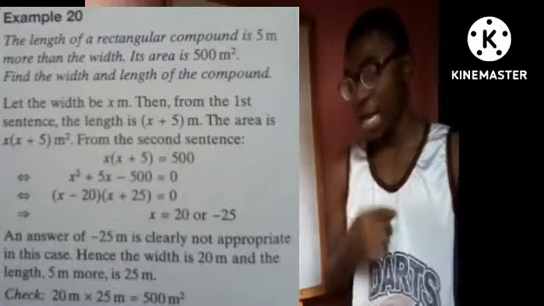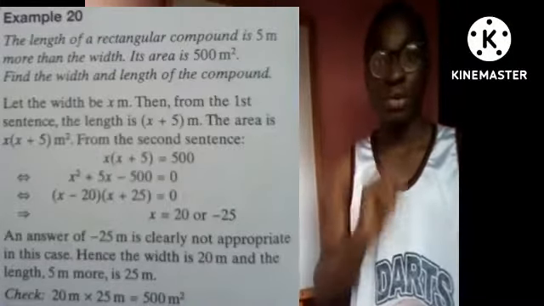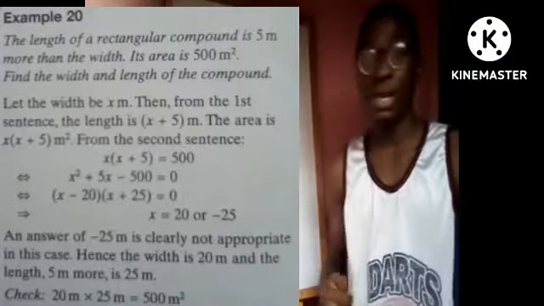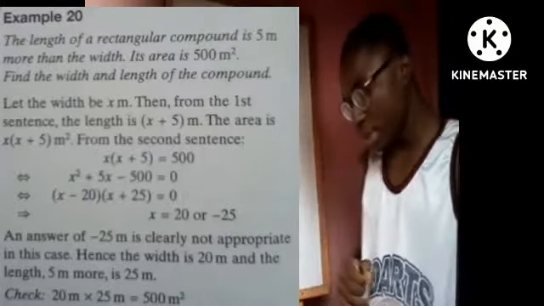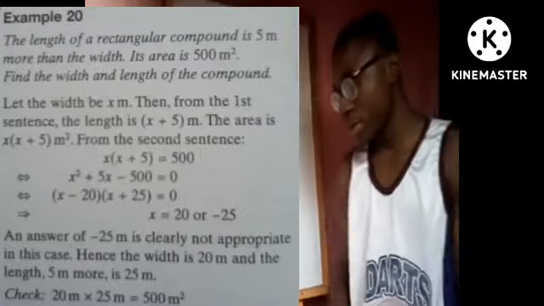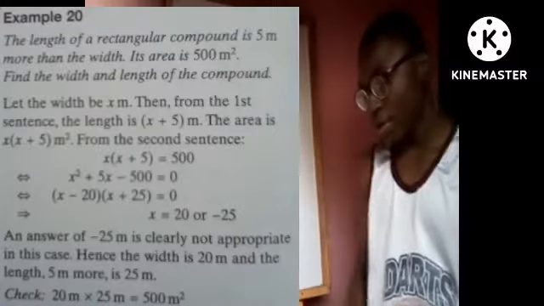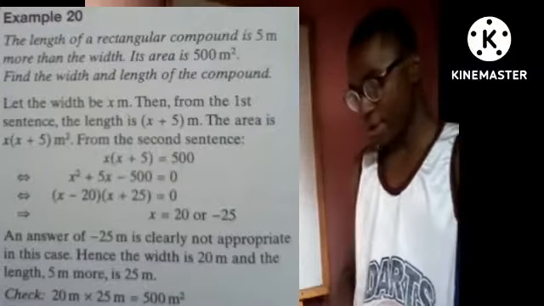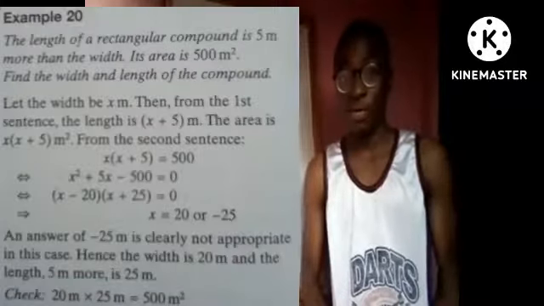If you are looking for the length, you know the length is 5 meters more than the width. So you add 5 meters to the width you got. Since the width is 20, we add 5 to that 20, so the length is 25. At the end of the day, you can check whether it's correct: 20 times 25 gives us 500, so that is obviously correct.